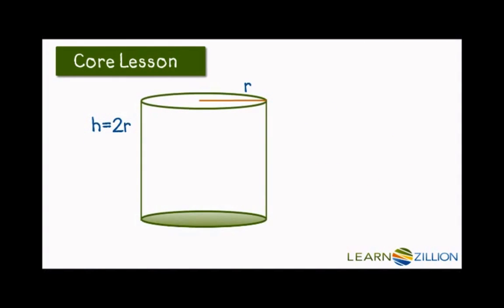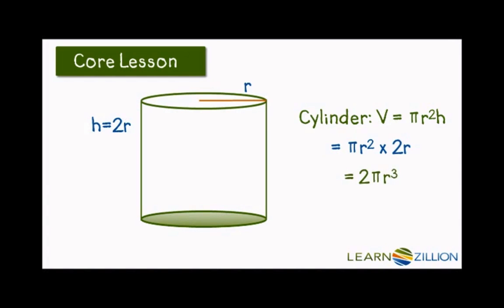Now, let's apply that to a cylinder that has a radius of r and a height of 2r. In other words, the height of the cylinder is equal to the diameter of the cylinder. So, the volume would be pi r squared h, and if we substitute in r for the radius and 2r for the height, we get pi r squared times 2r, or 2 pi r cubed.